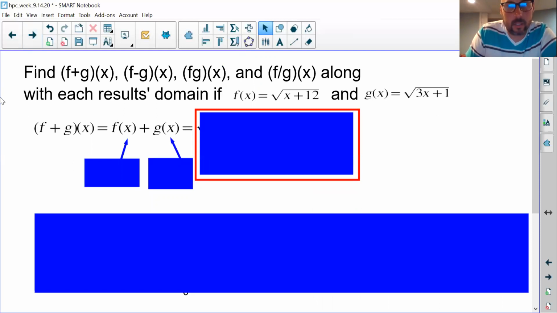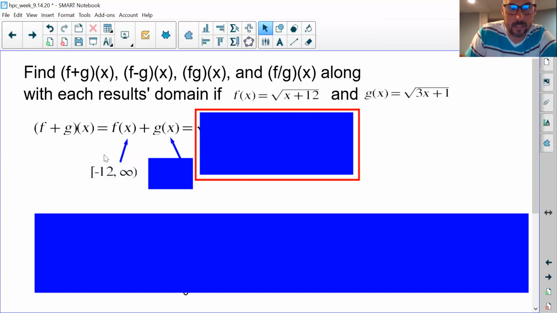Here's where it gets a little bit more interesting. This domain problem is the same 4 things: add, subtract, multiply, divide. But the two functions are different. They're both square roots. Now, f of x is the square root of x plus 12, which has a domain of negative 12 to infinity.